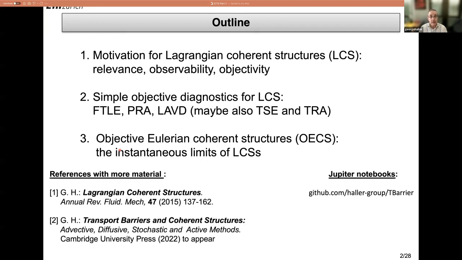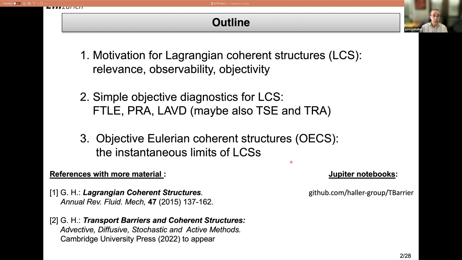I also wanted to list some references. I wrote an annual review on this in 2015, which contains a lot of this material, but since then there have been further developments. And finally this year, this book that I've been working on with Cambridge University Press will be appearing sometime, perhaps in the second half of the year, and will be available. And that covers pretty much all the background material.